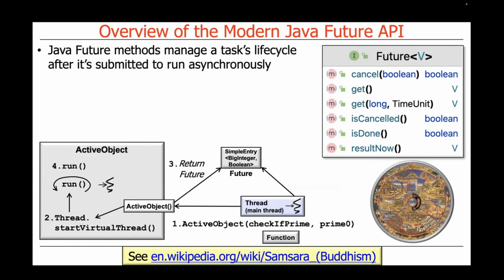So let's talk a bit about how this works, and I'll start walking through the ActiveObject example from case study EX16 in just a little bit of detail. We won't get into the nitty-gritty of its implementation till a future upcoming lesson. Java methods can manage a task's lifecycle after it's been submitted to run asynchronously. So it can manage the creation and various states of the objects that are running asynchronously. It can also manage its destruction as well.